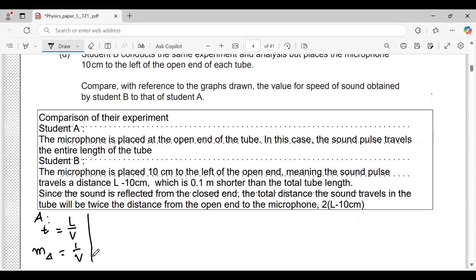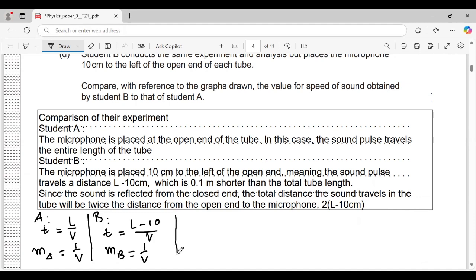So what about student B? Student B has the time equation (L minus 10) over V, and its gradient is also 1 over V. So if you compare gradient A and gradient B, they are the same: 1 over V, 1 over V.